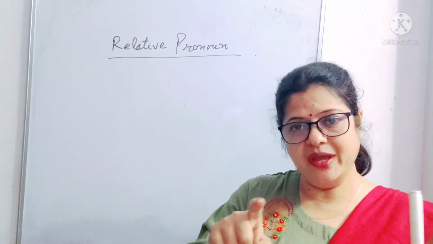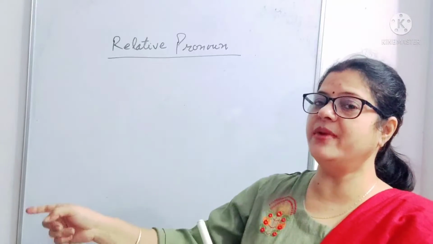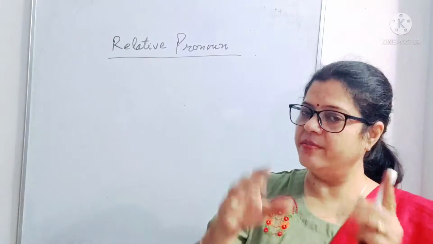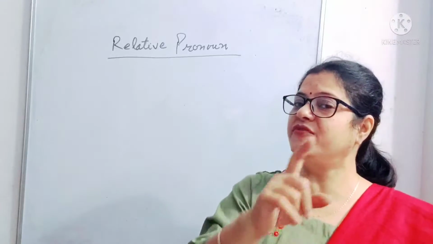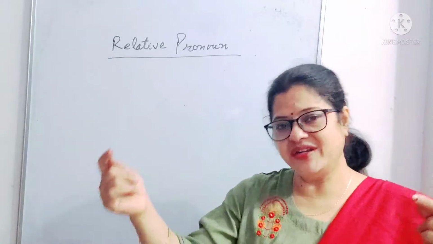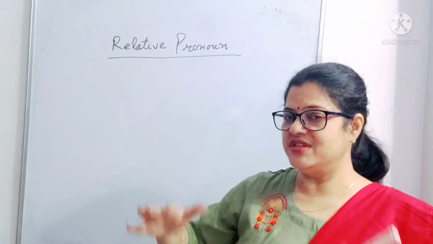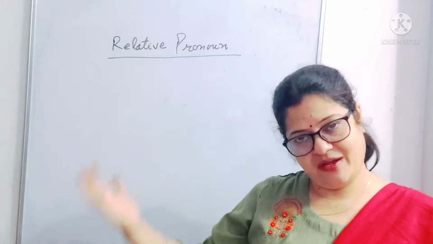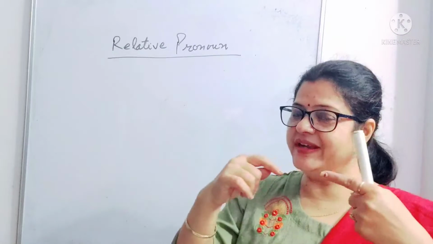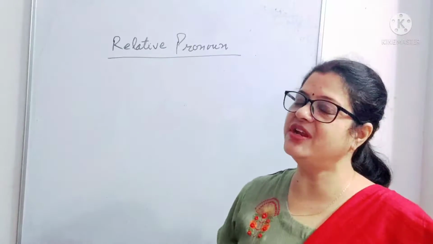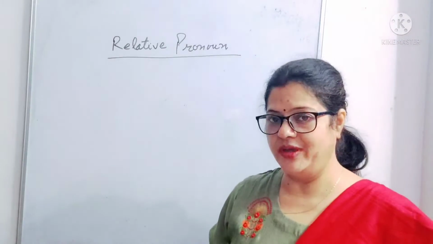Now, the boy who has stolen my money. So, who is just coming after the noun boy. So, it is relating with the noun boy. Okay. So, this is called relative pronoun, which is relating or connecting with the noun, the boy.